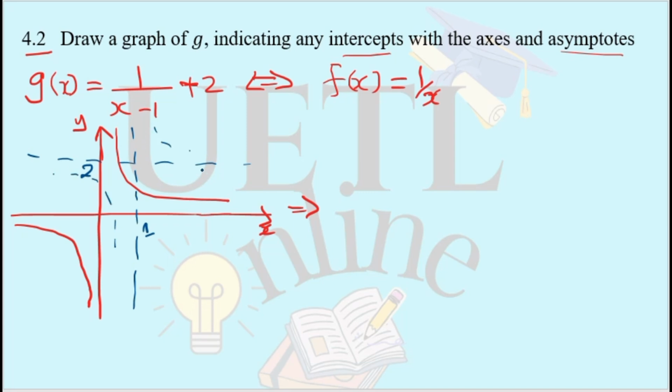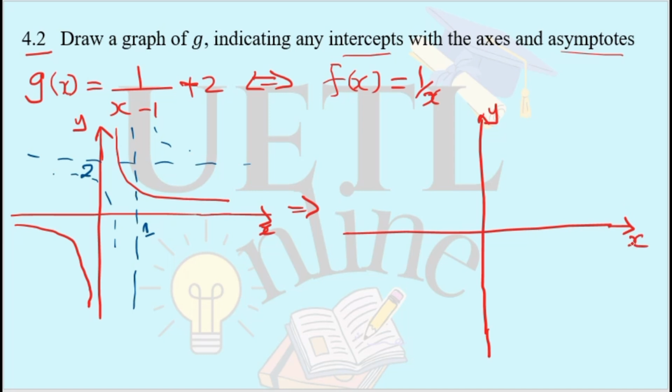Now let's draw our final graph. This is our y and this is our x. Now we just have to draw the asymptote lines first. Let's draw in a different color. The first asymptote line is here, it is at 1, and the second asymptote line is here, it is at 2. So here at 1, here at 2. This is our asymptote line.